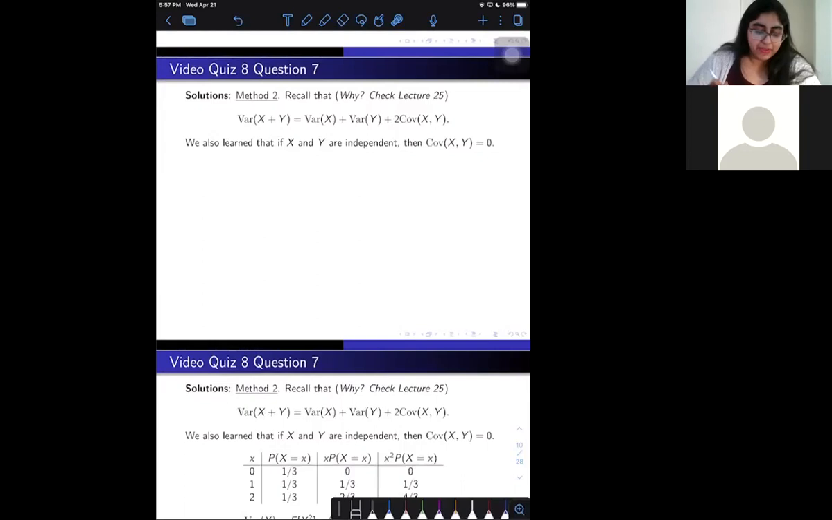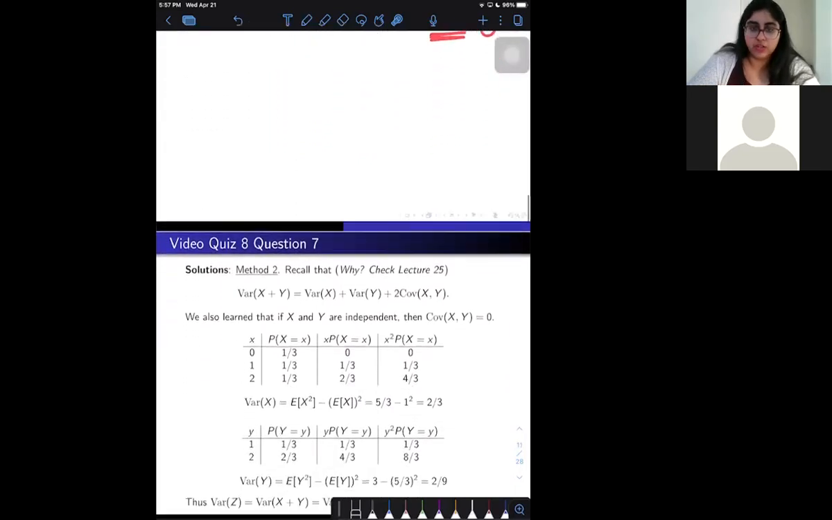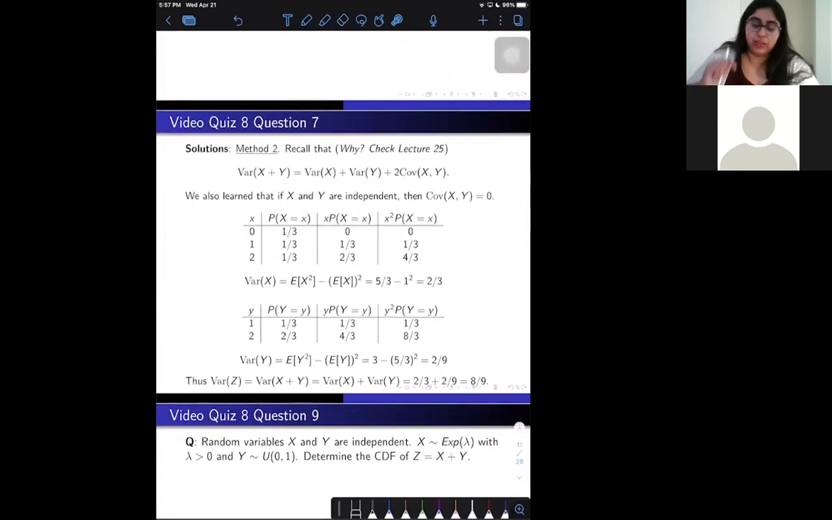Okay. So method 2 is that remember that when we add two variables, the variance is the variance of X plus the variance of Y plus 2 times the covariance of X and Y. But in this case, we know that X and Y are independent since it's given to us in the question. So when those two variables are independent, then their covariance is 0. So we need to know this before we do the second method.